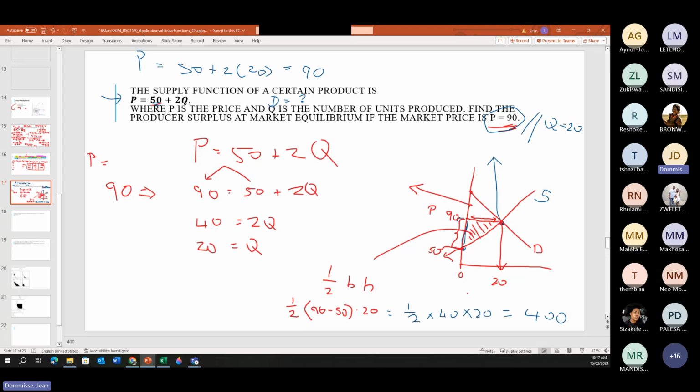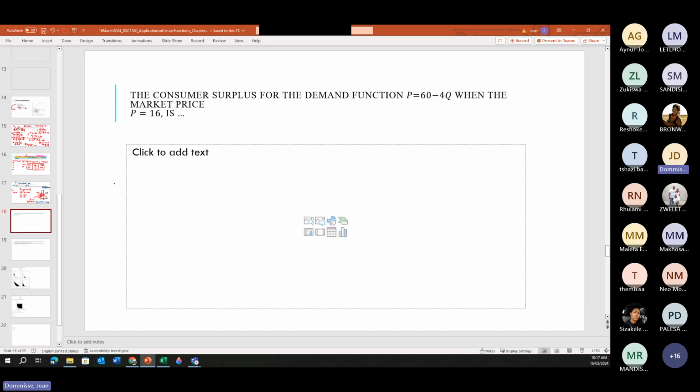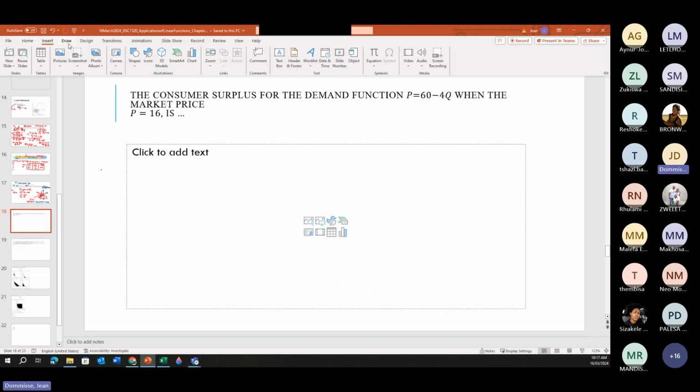You can't guess now that is going to be the same length. You don't know. I've drawn this nearly as it should be 90 degrees onto one another, but it doesn't need to be. So you can't make assumptions that will now suddenly be the same length. That you can't do. They need to give you the information. Okay, so let's look now at a consumer surplus one.